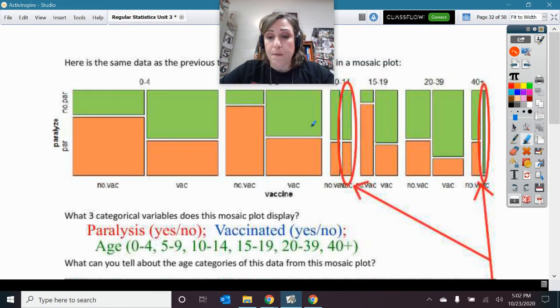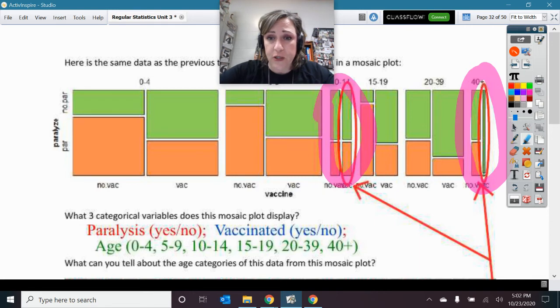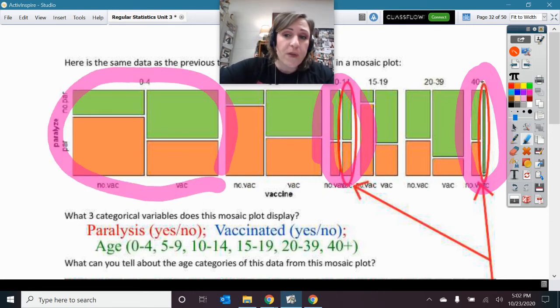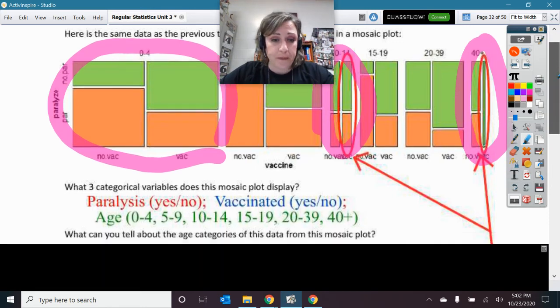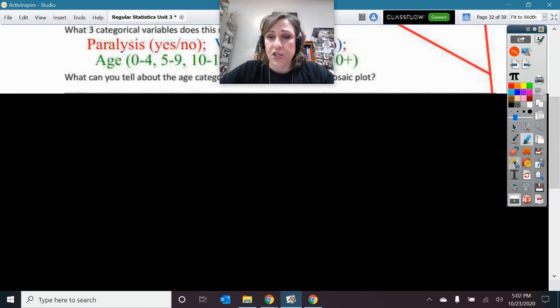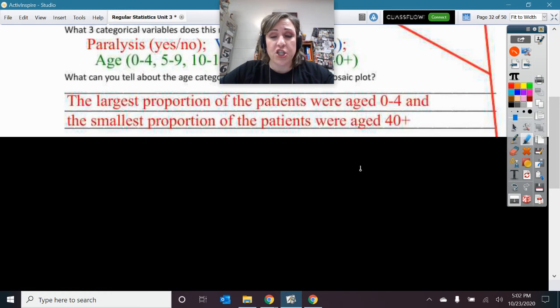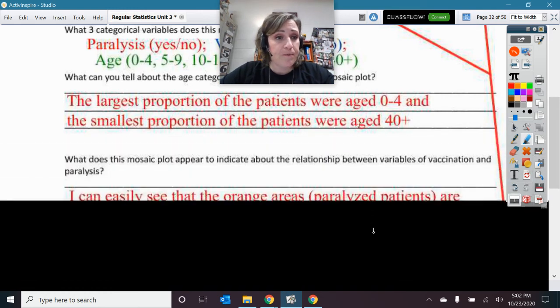Well, based on how wide this is, I can see that there was hardly any in 40 plus year olds, not very many. What is this, 10 to 14-year-olds. I can see that a higher proportion of the subjects in this study were 0 to 4. Okay, so that's what I wrote here. Largest proportion of patients were 0 to 4. Smallest proportion of patients were 40 plus.